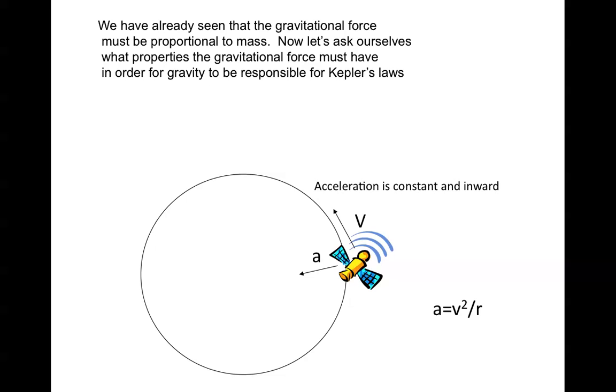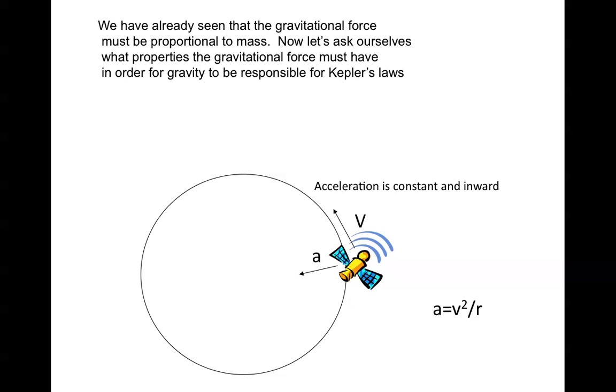Now, let's ask ourselves what properties the gravitational force must have in order for gravity to be responsible for Kepler's laws. We asked the question before, what acceleration is needed to make an object move in a circle without respect to where that acceleration comes from. It could be something that you're swinging on a string around your head, for example, where you're supplying that acceleration. And the answer is that the acceleration has to be constant and inward.